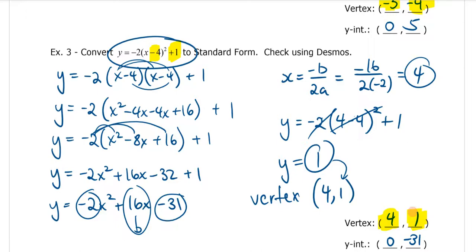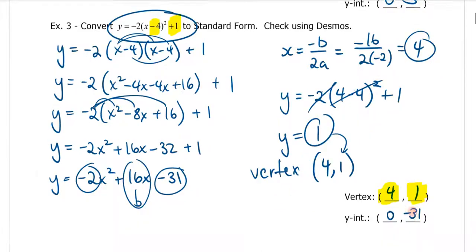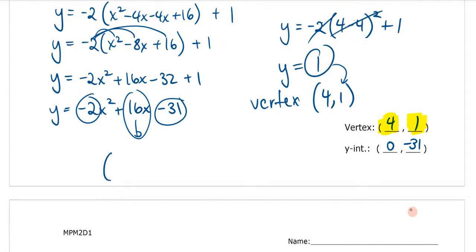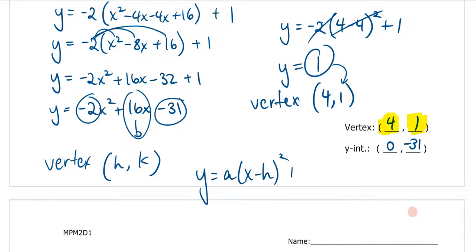All right. So what do we learn from that? Well, in vertex form, your vertex ends up being h and k, as long as the form of the equation is y equals a times x minus h squared plus k.